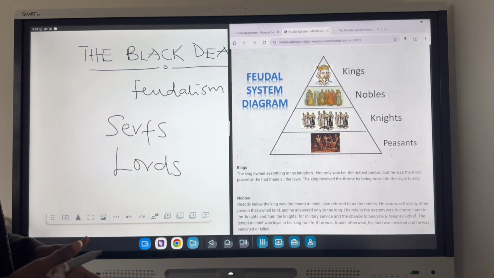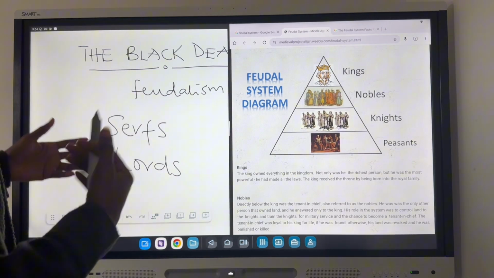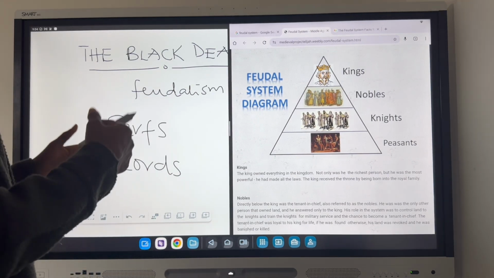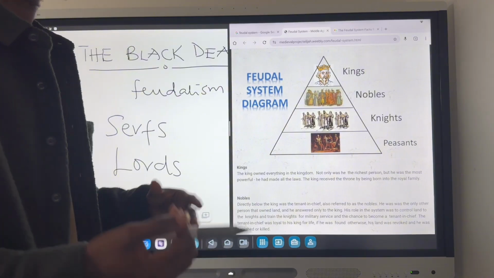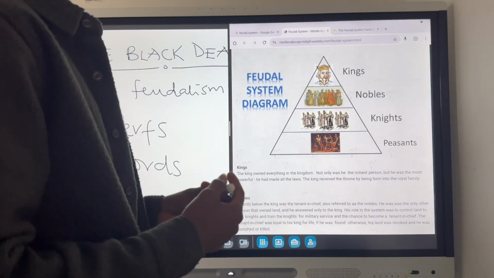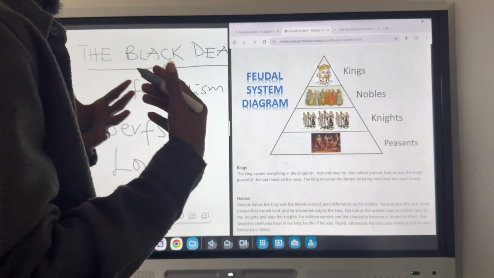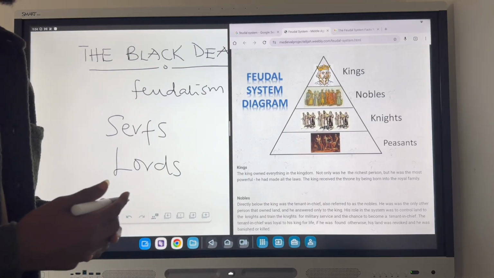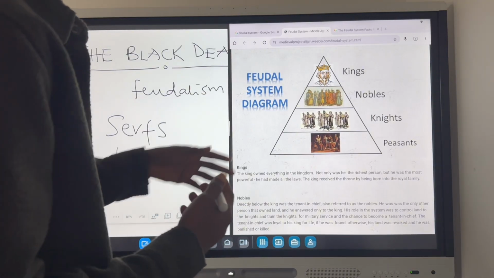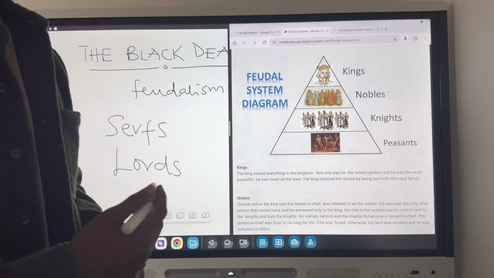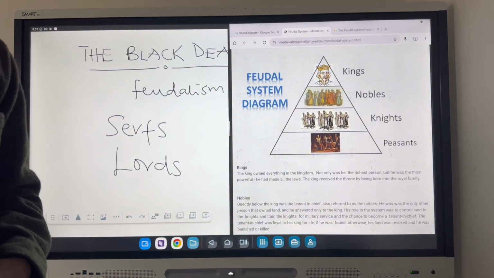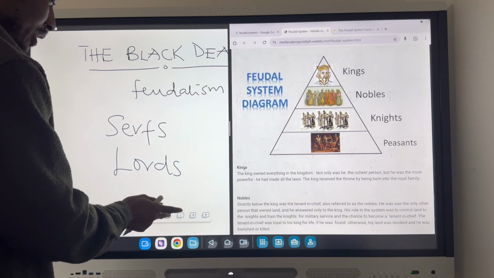So it was a distribution of land between the lords and the serfs, where lords provide lands to the serfs, and serfs in return give military assistance. That is, they fight to protect the king as the overall person when there is war. Now let's look at the Black Death.